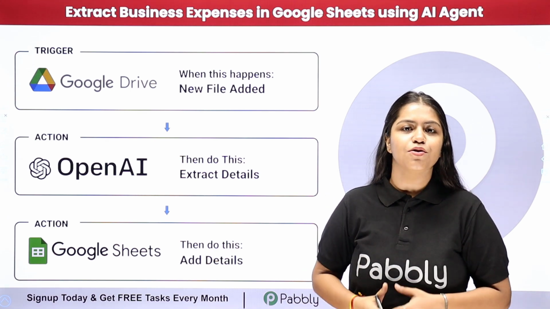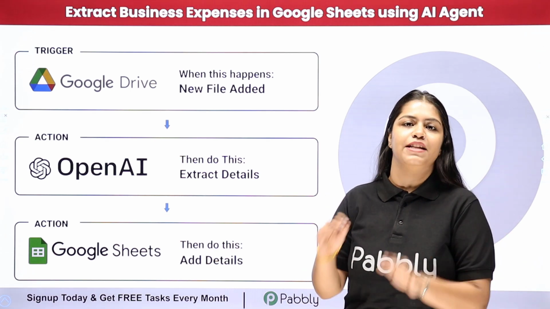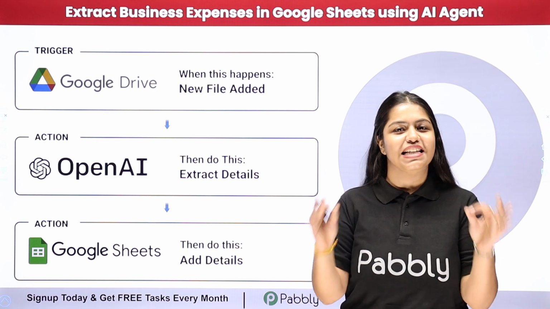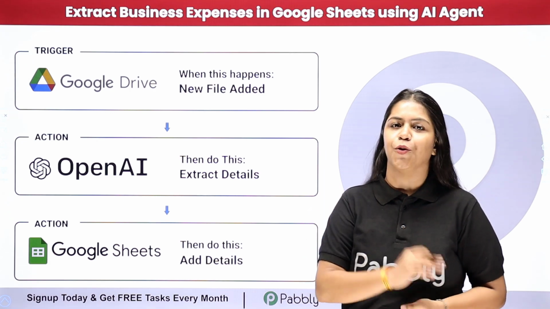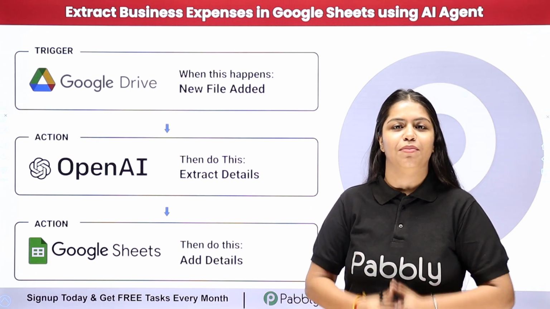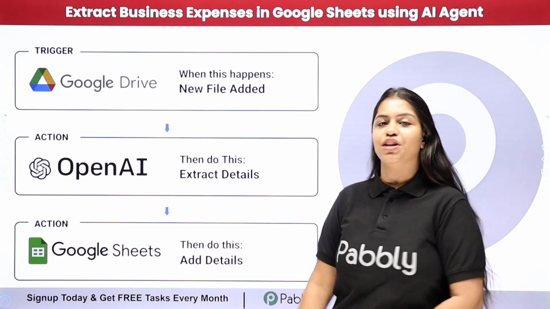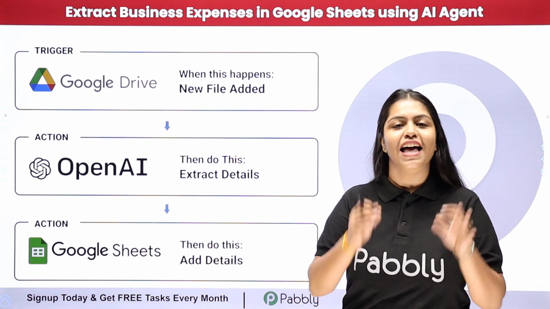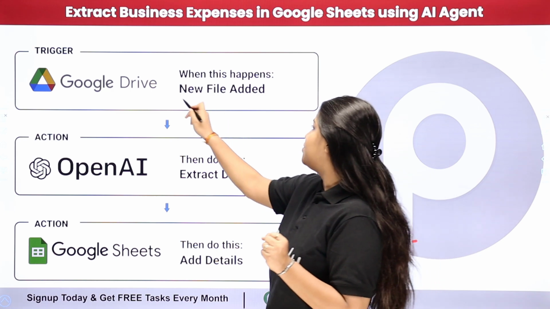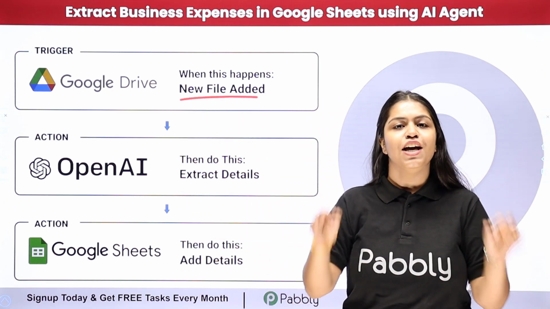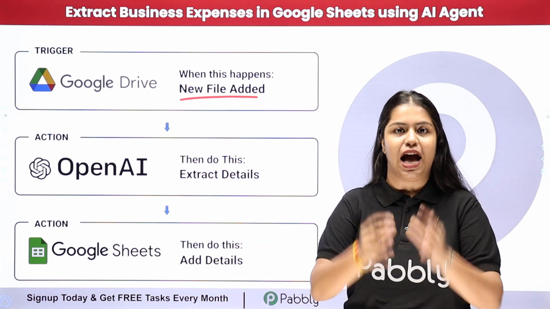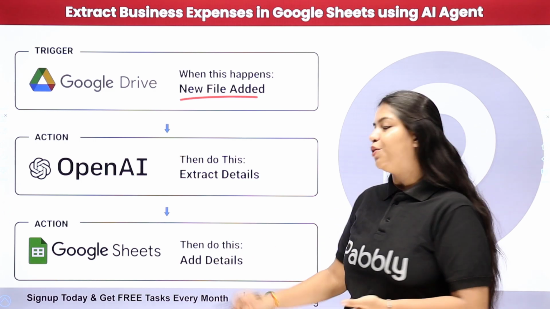So like you, I also used to manually add all the expenses in my Google Sheets, but this is such a time consuming and an error prone task. So to solve this problem, I've simply created this amazing automation where, as soon as I upload the receipt into my Google Drive, automatically using my AI agent, we are just going to add that receipt details into our Google Sheets.